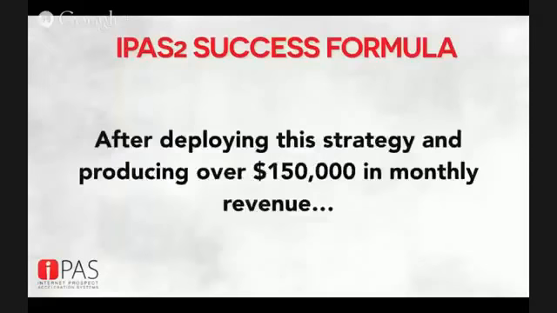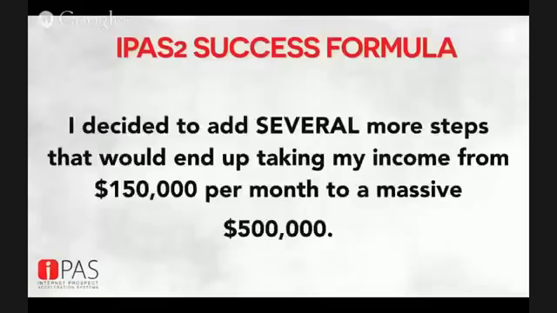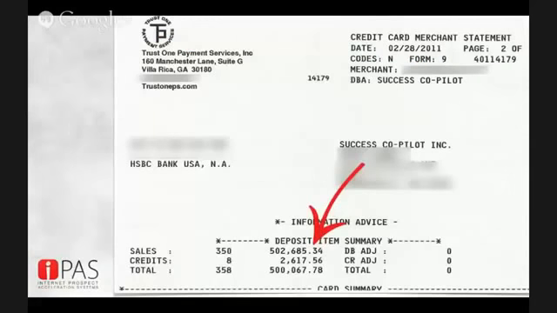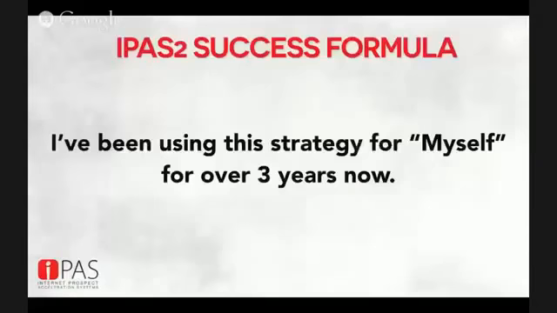After deploying this strategy and producing over $150,000 in monthly revenue, I decided to add several more steps that would end up taking my income personally from $150,000 per month to a massive $500,000. I'm going to show you. I started this back in 2011. In 2011, you can see in this statement from my merchant, my company had $502,685.34 of sales in that month of a product where I made almost 100% commissions. This was back in 2011, so this is how long I've been doing it. I've been doing it for 3 years now.